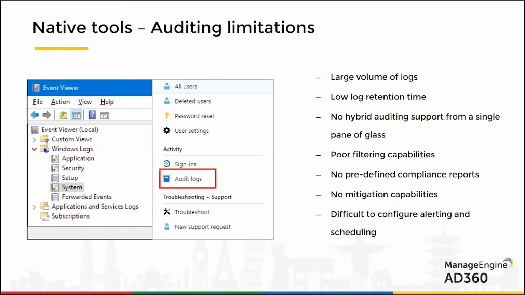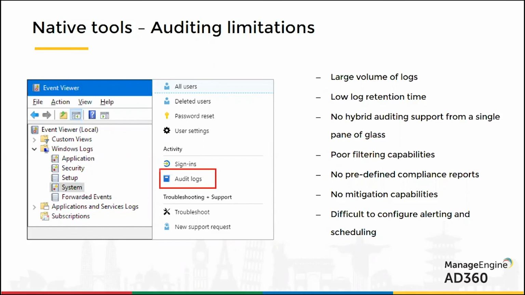And if you encounter anything malicious using the native auditing tools, you cannot set up mitigation capabilities, which comes together with the fact that you can't configure alerting. So that's a large volume of logs, a low log retention time. For instance, Azure Active Directory only has a 60-day log retention time. You cannot audit hybrid and Azure from a single console. The logs cannot be filtered for you to find out details about suspicious events. There are no mitigation capabilities. If you find anything suspicious, you cannot set up a mitigation activity. And last but not least, you cannot configure alerts.